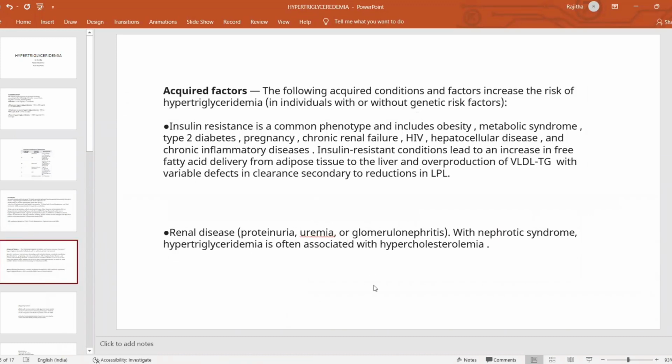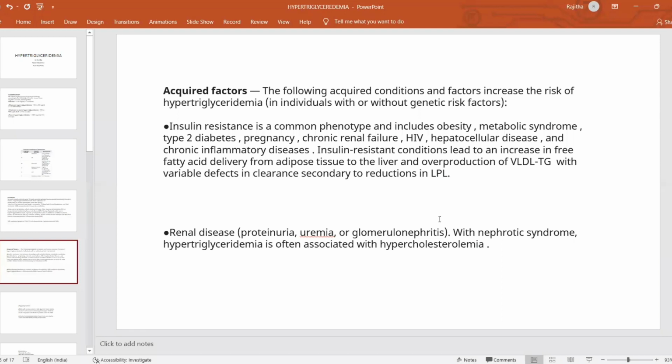Next, the genetic factors are very varied. They have told many things which I haven't been able to discuss here. They even gave a very large classification, which is not really possible to discuss here. So the genetic factors include both polygenic factors and monogenic syndromes. Here, we'll discuss the acquired factors.